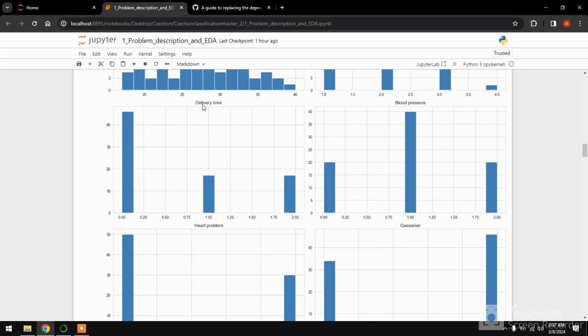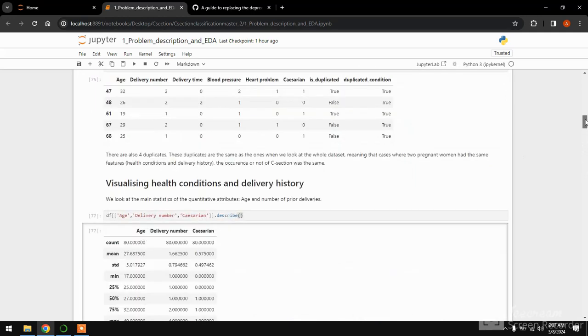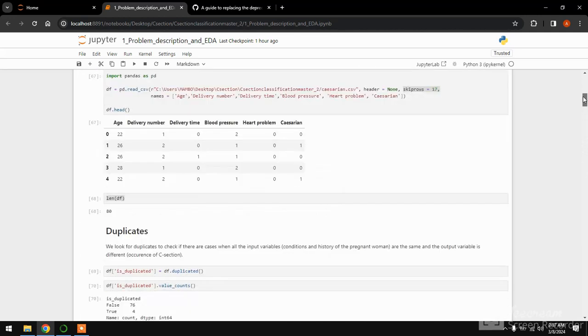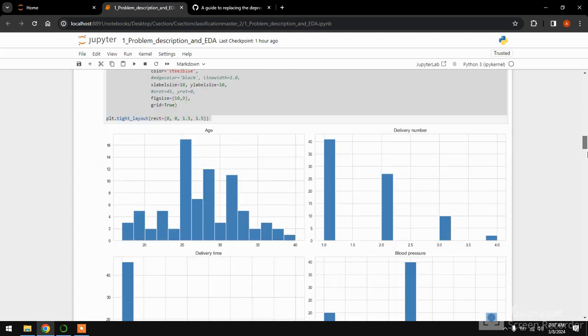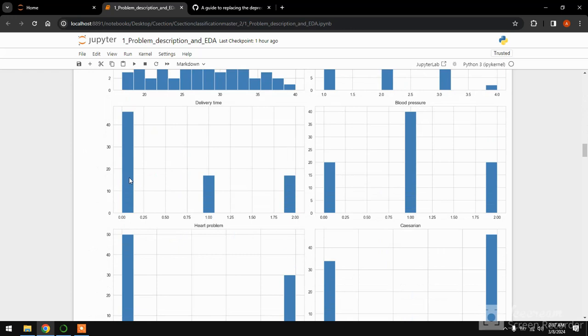Alright, so delivery time here we have 0, 1 and 2. So these values, they differ. 0 was representing people who have delivered on a normal time, and 1 was representing people who have had a premature birth, and then 2 people who have had a late comer type of birth. I don't really understand what they mean by late comer, premature, but possibly if you are in the medical section you can have a better understanding.